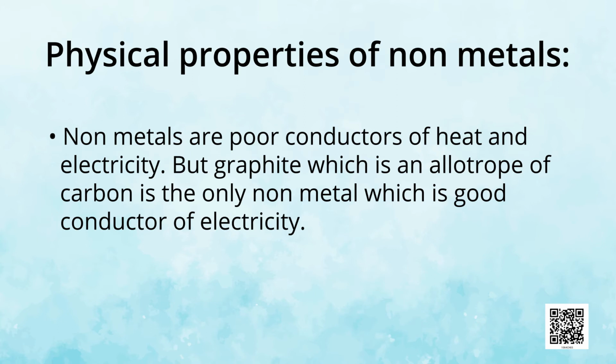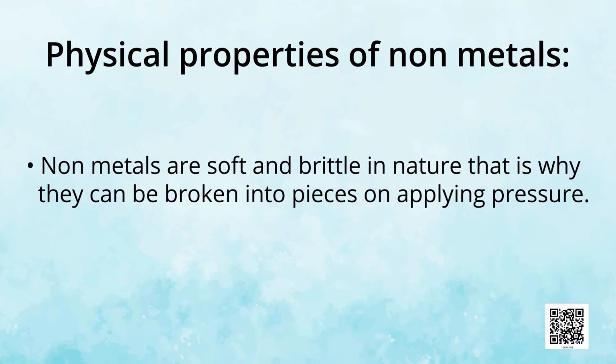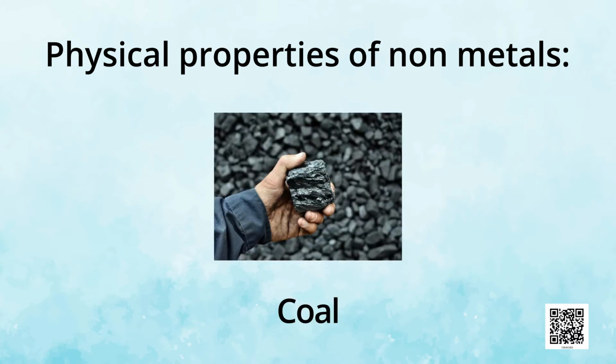Nonmetals are poor conductors of heat and electricity. But graphite, which is an allotrope of carbon, is the only nonmetal which is a good conductor of electricity. Non-metals are soft and brittle in nature. That is why they can be broken into pieces on applying pressure. For example, coal, which is a form of carbon.